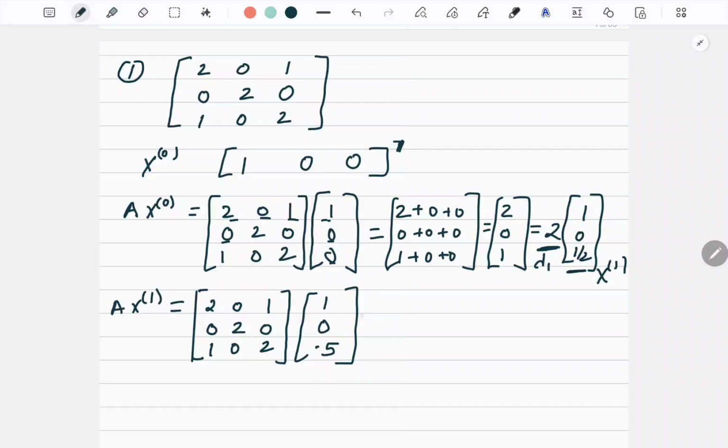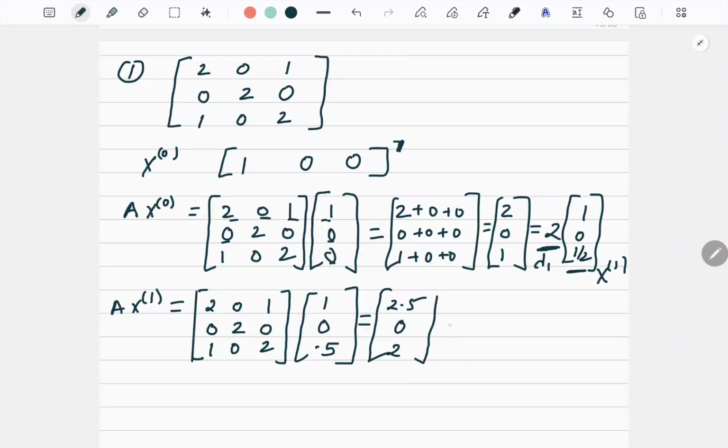Correct? Now if you want to do it orally, 2 ones are 2 plus 0 plus 0.5. So it will become 2.5. Right? Then 0 plus 0 plus 0, so 0. Then 1 plus 0 plus 2 into 2.5 is 1. So this will become 2.